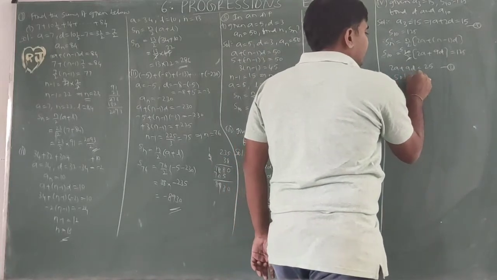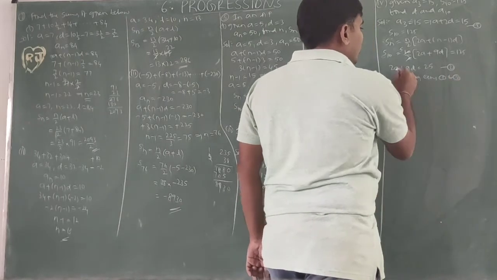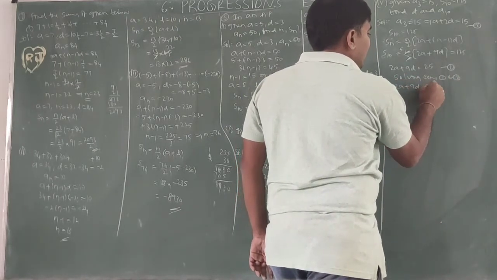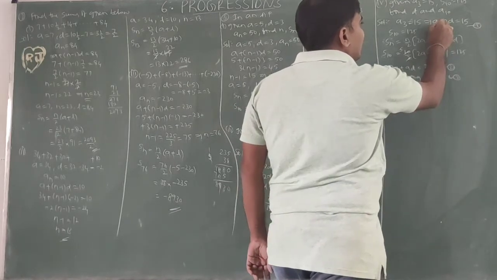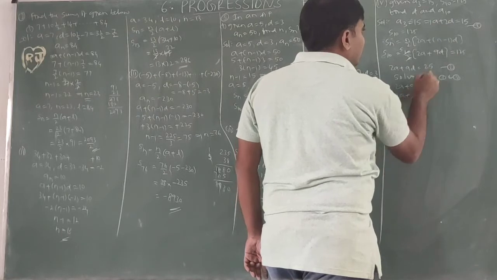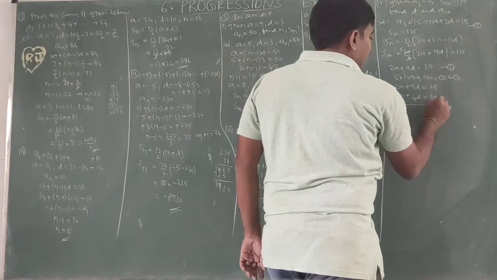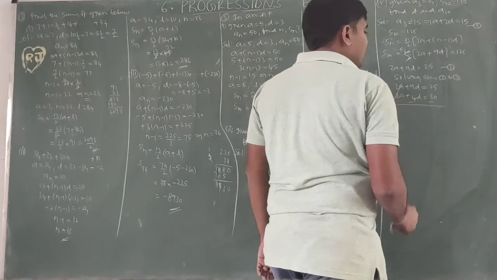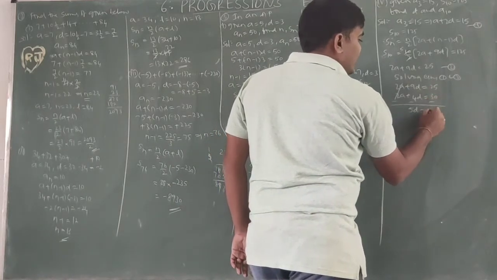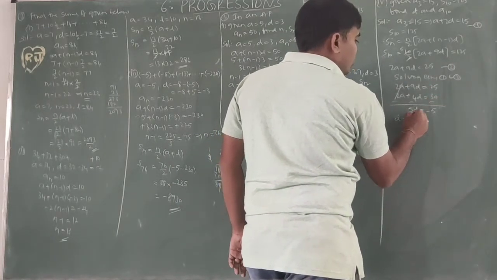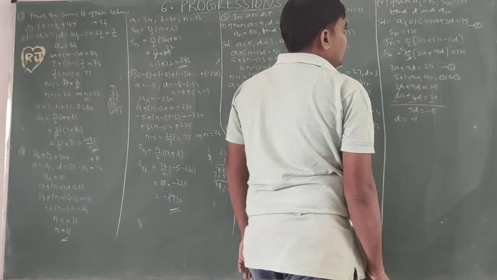Solving equations 1 and 2. I want to solve 1 and 2. So 2A plus 9D equal to 25. I want to double equation 1: 2A plus 2 into 2, 4D equal to 15 into 2, 30. Minus, 2A cancels. 9D minus 4D equal to 5D, 25 minus 30 equal to minus 5. D equal to minus 5 by 5, minus 1. D equal to minus 1.